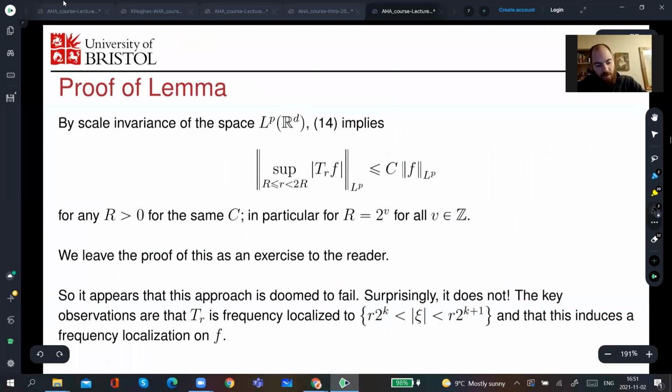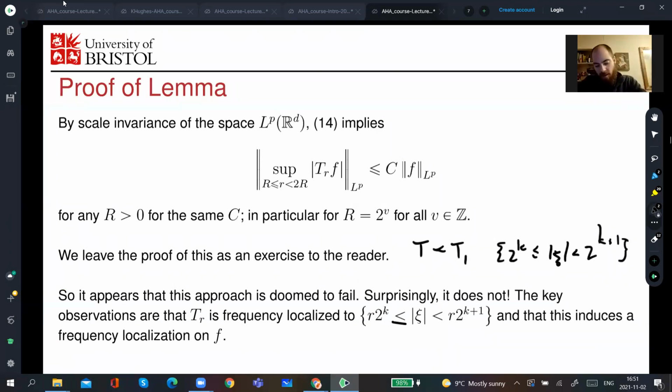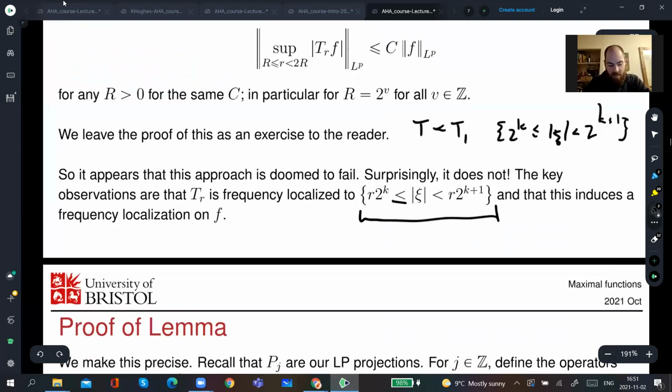But this is where Littlewood-Paley is important, and this is where we use the frequency localization of our operator. What you realize is that T, which is equal to T1, was frequency localized to 2 to the k less than or equal to |ξ| less than 2 to the k plus 1. Well, if I look at T_R, then it's frequency localized in an analogous range. It's not the same one as T, it's scaled with R. And that's going to allow us to use Littlewood-Paley theory.